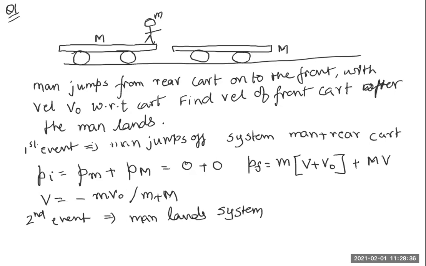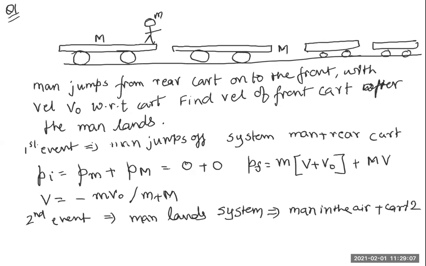But what you all have to realize is that the system will be man in the air plus cart. That means that when this guy has jumped, there will be a situation when this guy will be in air. So for the first choice of system, we have chosen this. But the second choice of system is this. जब आदमी कूद गया है, when the cart one is out of the picture.